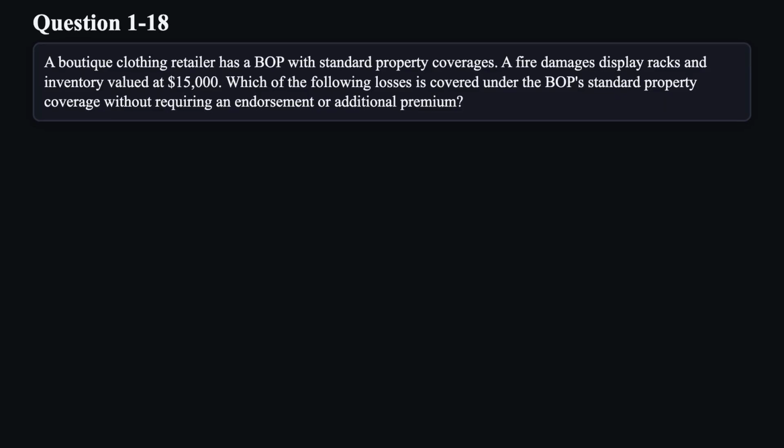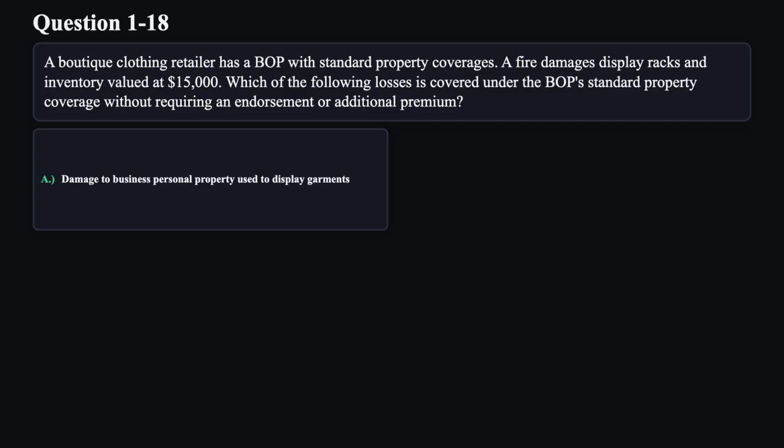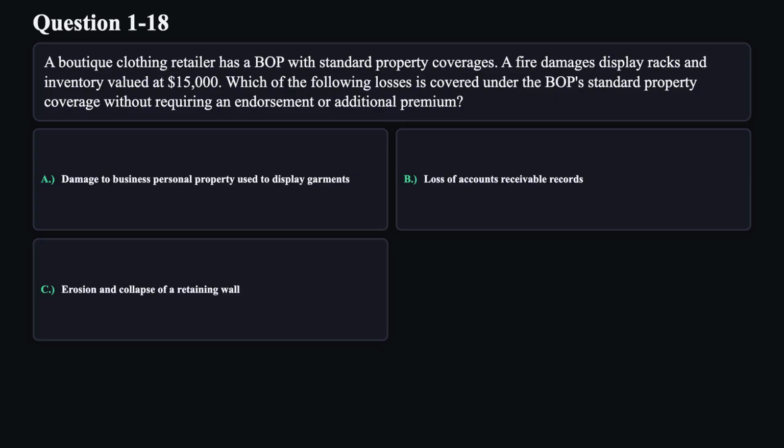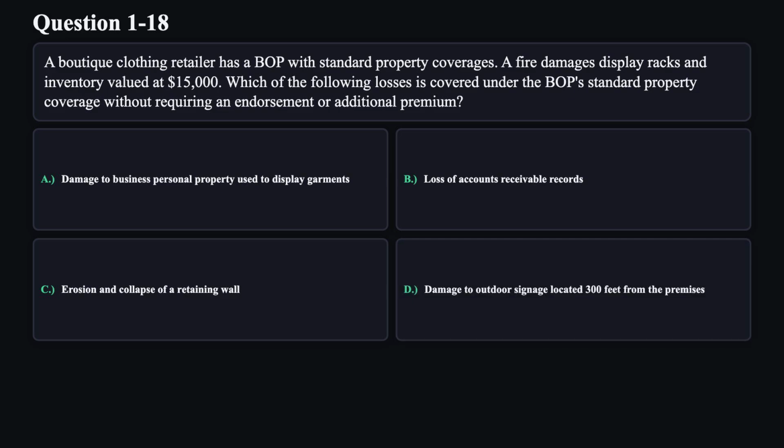Question 18. A boutique clothing retailer has a BOP with standard property coverages. A fire damages display racks and inventory valued at $15,000. Which of the following losses is covered under the BOP's standard property coverage without requiring an endorsement or additional premium? A. Damage to business personal property used to display garments. B. Loss of accounts receivable records. C. Erosion and collapse of a retaining wall. D. Damage to outdoor signage located 300 feet from the premises.